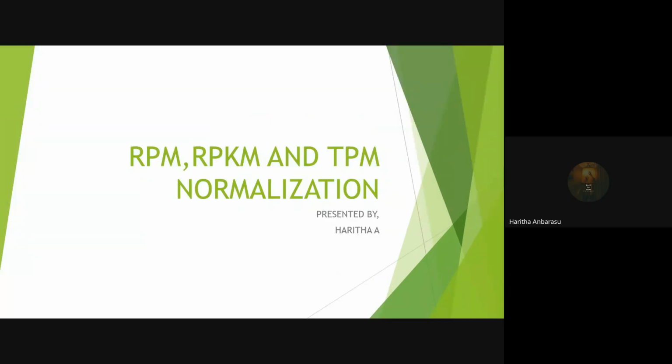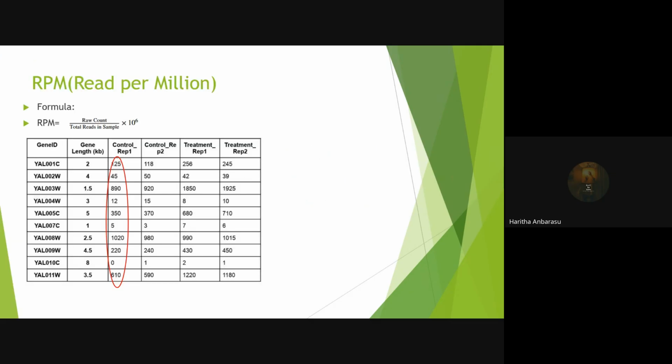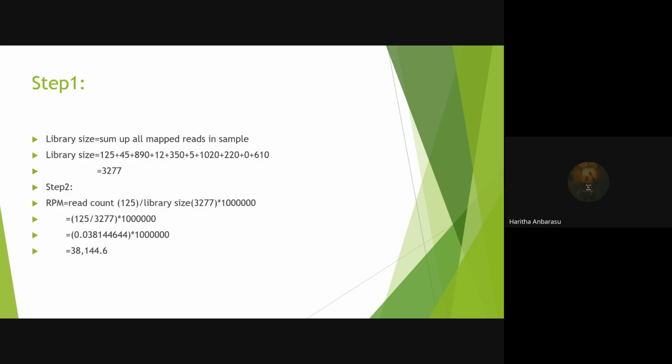First, let's see about RPM calculation. This is the provided data of the raw count matrix. This is the formula: RPM is equal to raw count divided by library size into 10 to the power 6. First, we need to calculate the library size. Library size means the sum of all mapped reads in a sample.